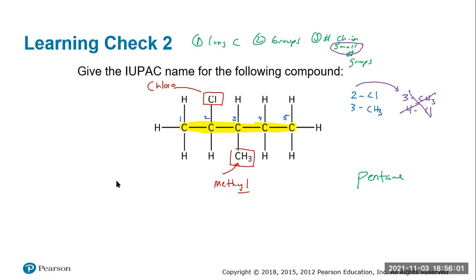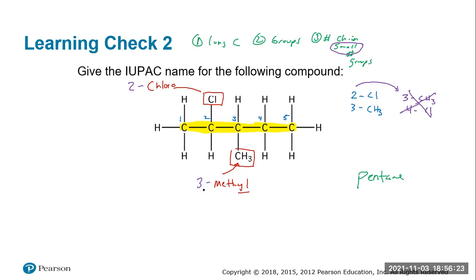And since we lock ourselves into that, that means that this guy is going to be a 2-chloro, again, a dash between a number and a letter. This guy would be a 3-methyl, again, a dash between a number and a letter. Any questions on that there?